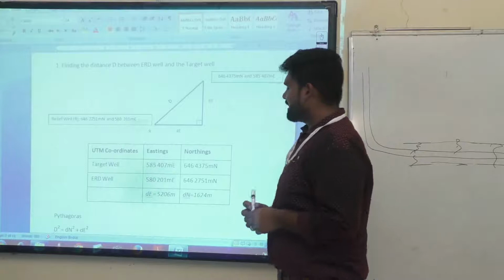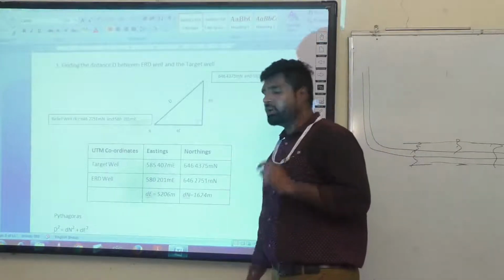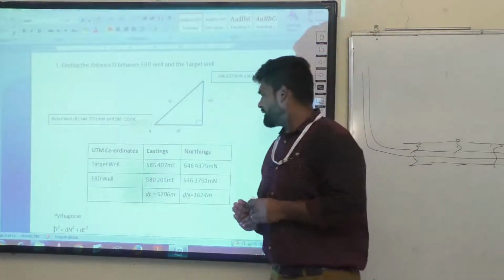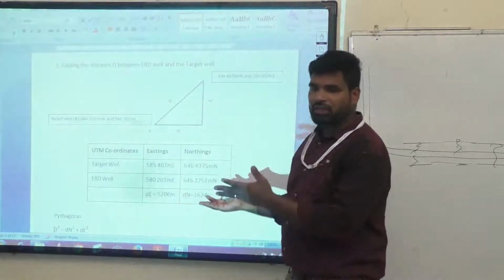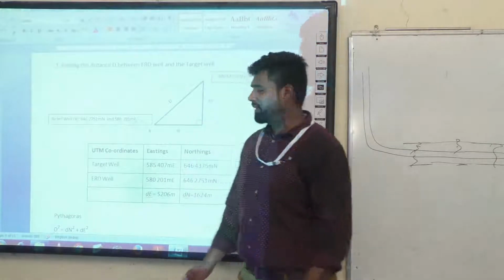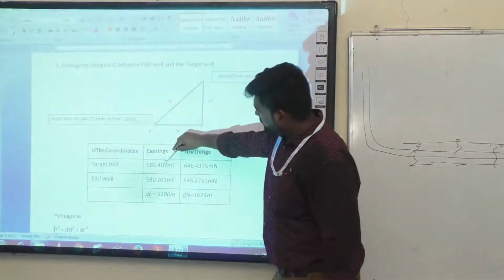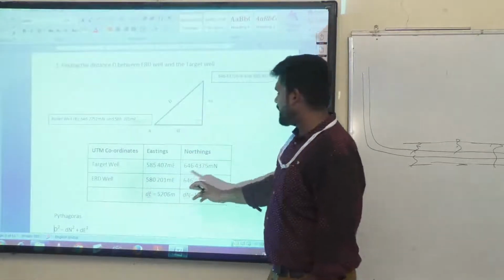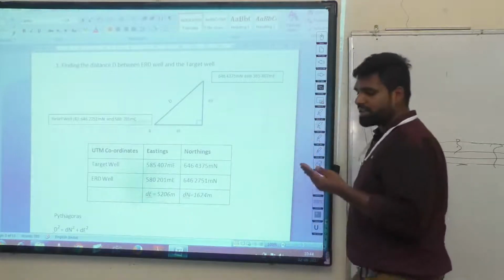In this problem they have given the UTM coordinates for your relief well as well as your target well. The ERD well is nothing but your relief well. I am not talking about extended reach drilling, but this well is your relief well. The target well's coordinates are this one and this one, and the relief well's coordinates are this one and this one. With this you have to design your relief well.